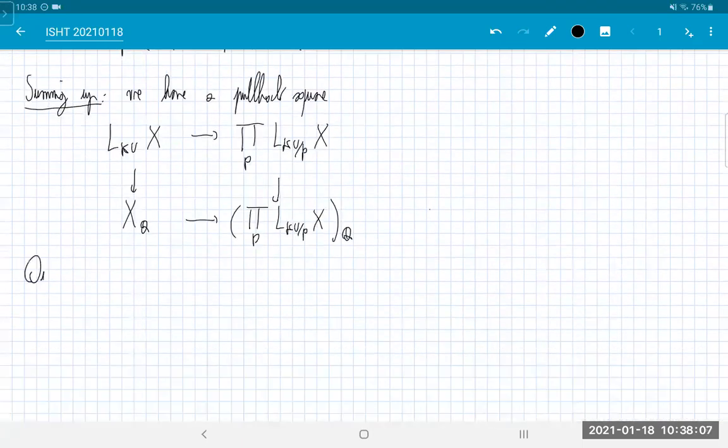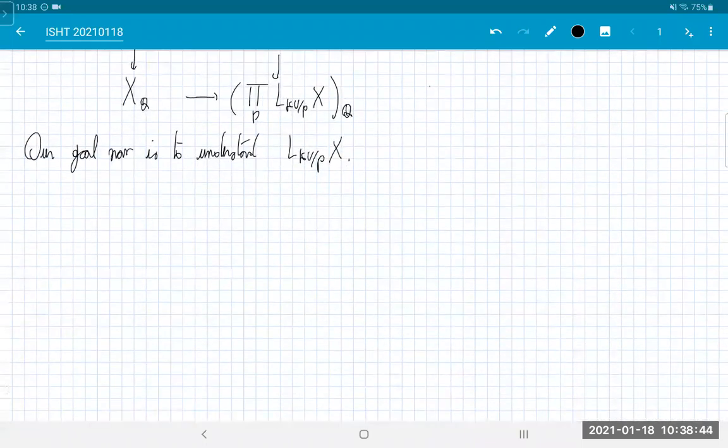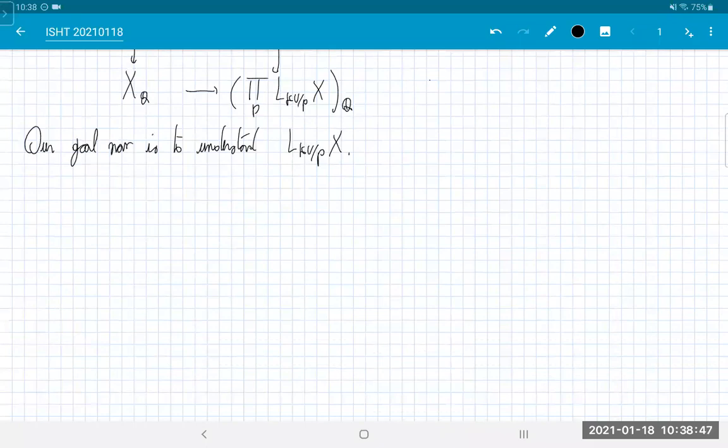Our goal now is to understand LKU mod P X. And here I'm going to have to bring some actual computations. So I'll need the existence of two maps. One of them, you should have at least hinted at it in the exercise session, but I'll mention it again. And the other is sort of an important object, but okay. So we need the following facts.